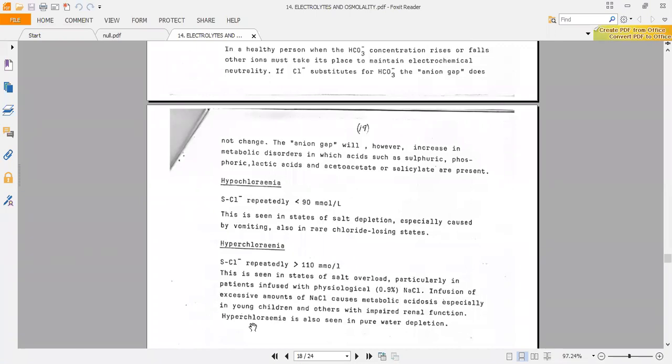Does it mean it can also lead to hypernatremia? Yes, so the two usually occur simultaneously. Okay, thank you.